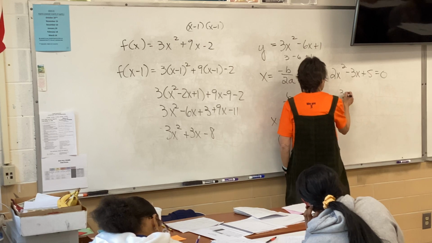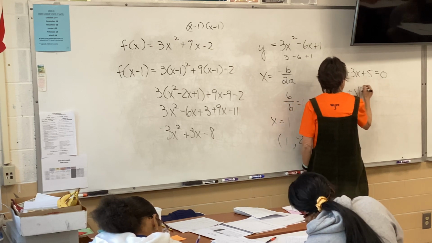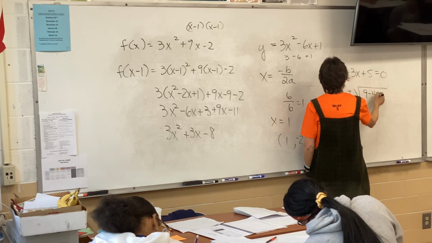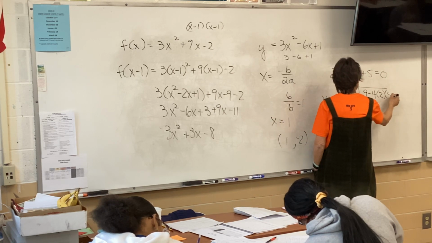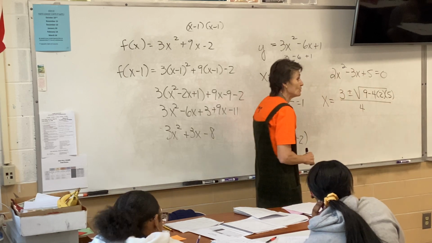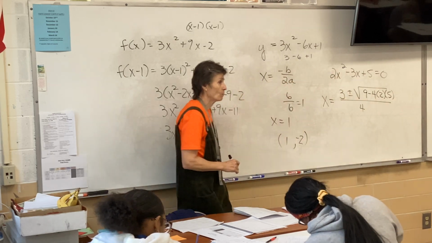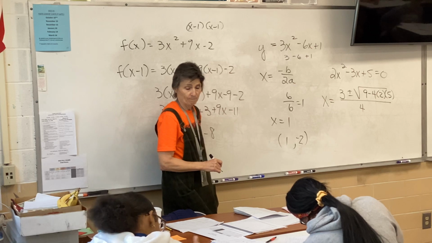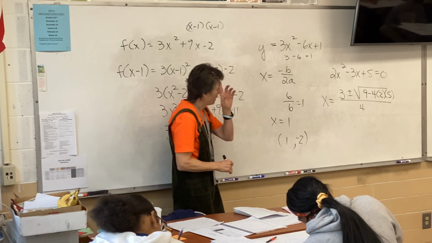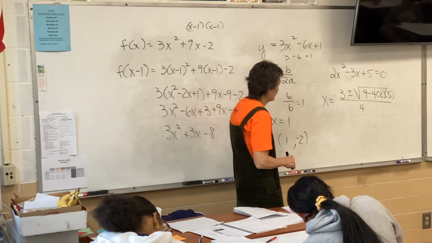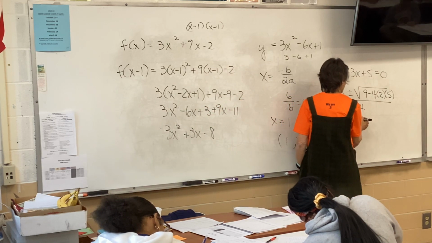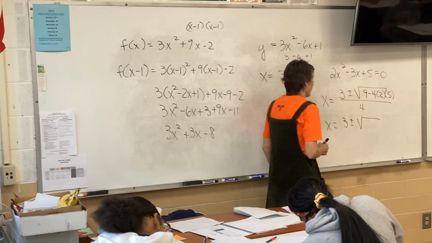So negative b plus or minus the square root of b squared minus 4ac all over 2a. If you have forgotten the quadratic formula, would you please study that so you are ready for that when we take our exam. So x equals 3 plus or minus, all right, the square root of what?